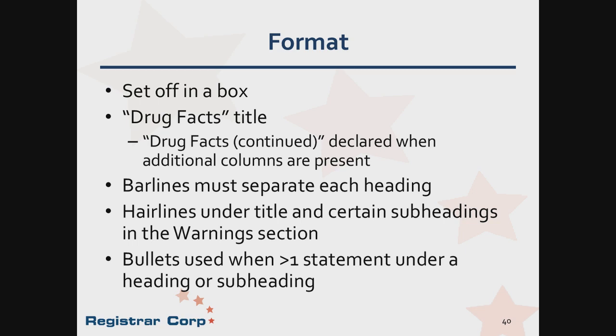It should be set off in a box. It should have the drug facts title. And then it should also include drug facts continued when there are additional columns present to incorporate all of the content. Bar lines are used to separate each heading. And then you're going to also use hairlines under the title and certain subheadings in the warning section. To ease readability, FDA requires that bullets be used when there's more than one statement under a heading or a subheading. There are also requirements in how bulleted statements have to be presented in order to have them lined up, again, for the ease of readability.